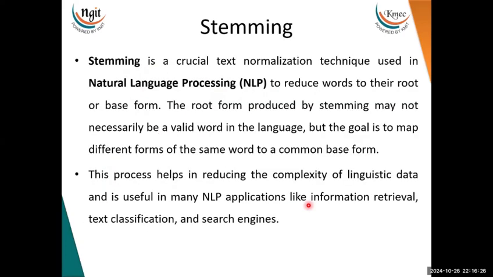Okay, so stemming is a crucial text normalization technique used in NLP to reduce words to their root or base form. The root form produced by stemming may not necessarily be a valid word in the language, but the goal is to map different forms of the same word to a common base form. This process helps in reducing the complexity of linguistic data and is useful in many NLP applications like information retrieval, text classification, and search engines.